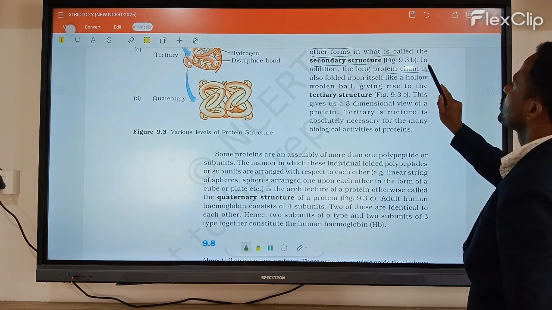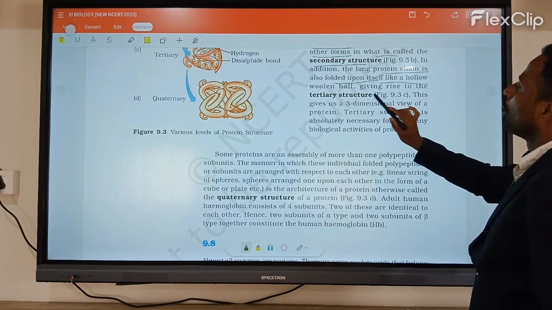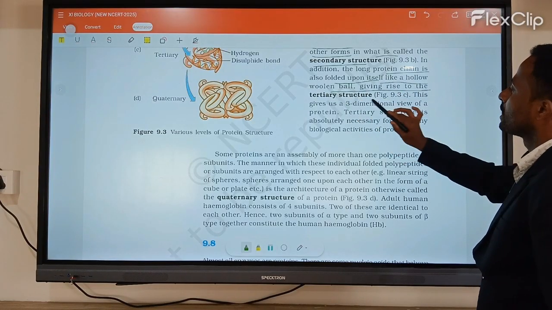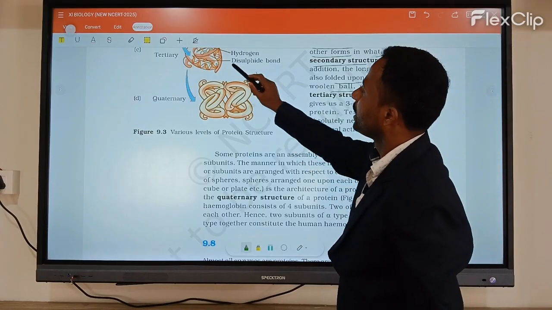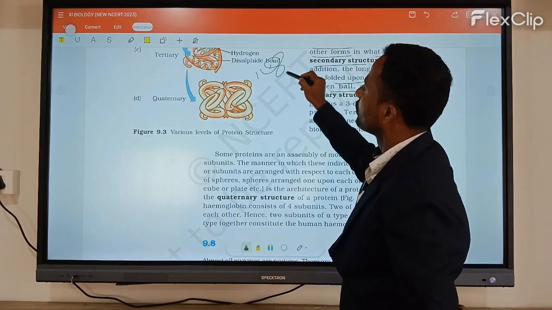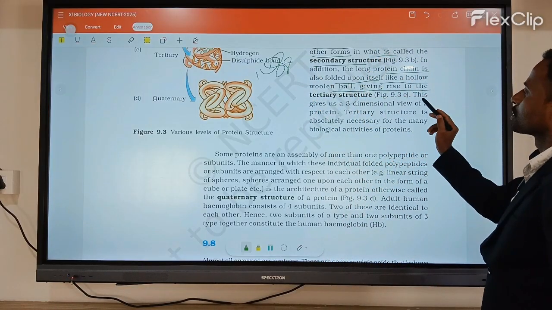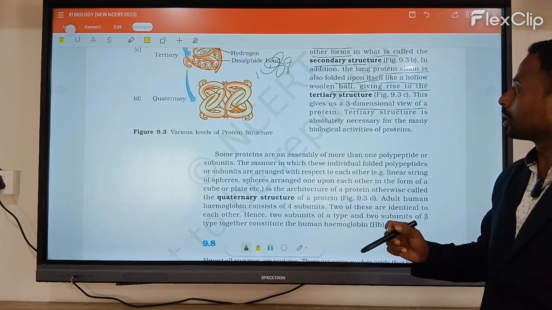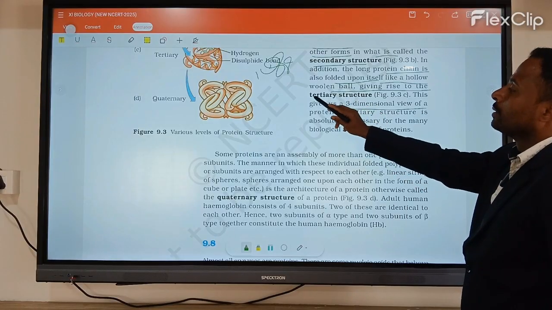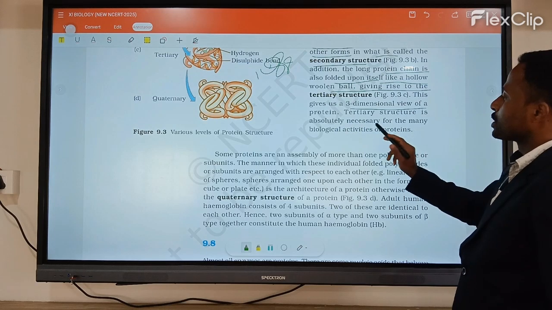In addition, the long protein chain is also folded up on itself like a hollow woolen ball, which gives rise to the tertiary protein structure. It is formed as a complete woolen ball-like structure, and that is called the tertiary protein structure. This is given as a three-dimensional view of the protein. So the tertiary structure is formed as the three-dimensional protein structure.